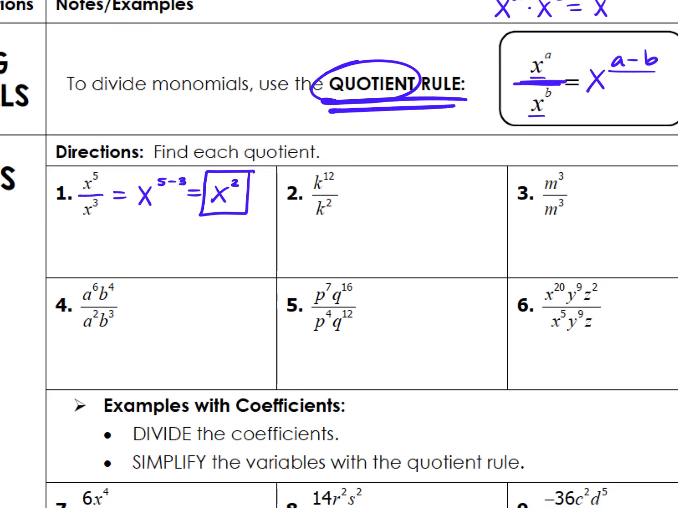So tell your neighbor what number 2 should be then. Tell them quietly so that not everyone across the room hears it. What do you get on number 2? Tell your neighbor.